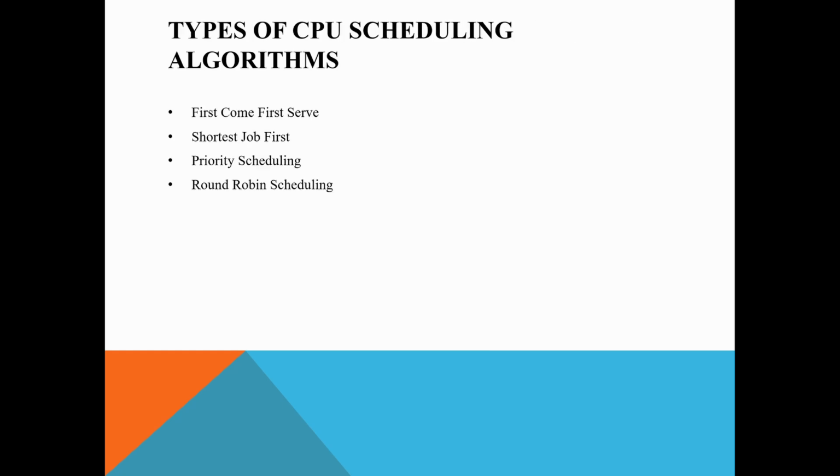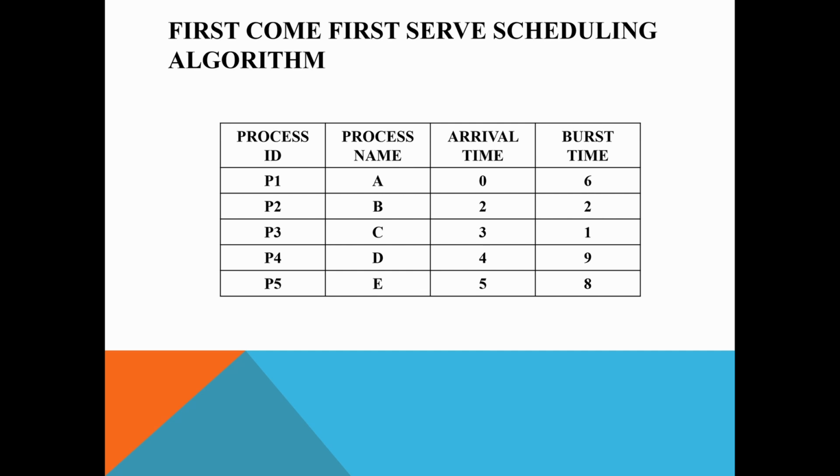These are the different types of CPU scheduling algorithms. First come first serve, shortest job next, priority scheduling, and round robin scheduling. Okay, let's see them one by one. This is the first come first serve scheduling algorithm.